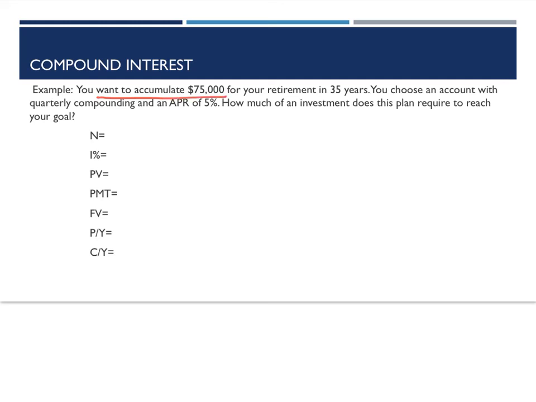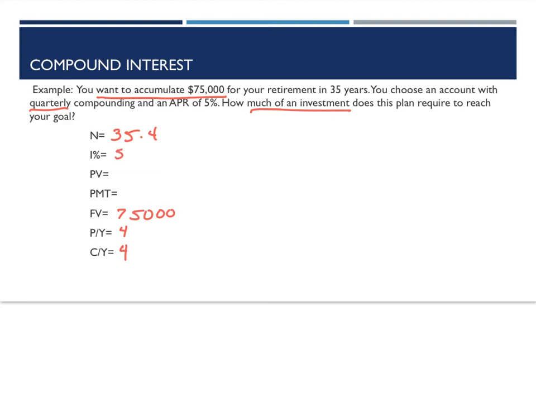You want to have $75,000. You don't want to have it at the beginning, you want to have it at the end. We want to know how much we have to invest at the beginning. If I want $75,000 at the end, and I want to receive $75,000 at the end, not to pay it, that's a future value of $75,000, and that's positive. I want to retire in 35 years. So I choose an account with quarterly compounding. That's 4 times a year.